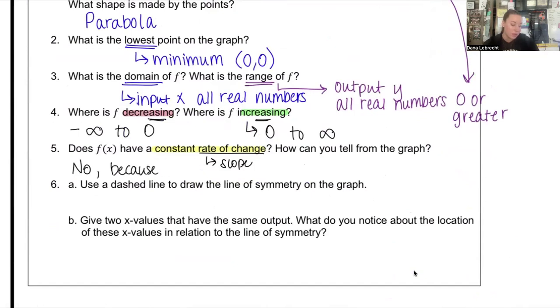And the main reason, you can describe however you want. You can talk about the steepness of the line between multiple points, or we can also say because it's curved, right? Any graph that has a curved line is not going to have a constant rate of change. However you want to describe that in your own words is fine.